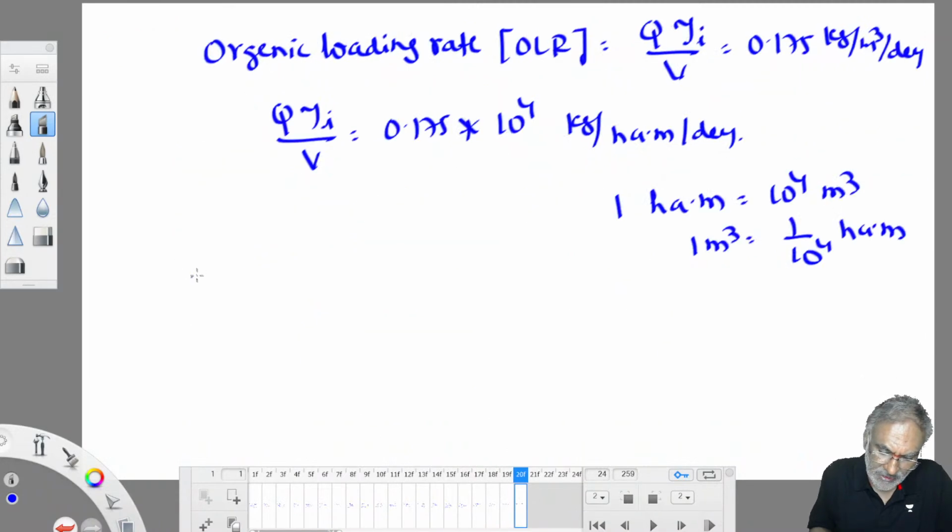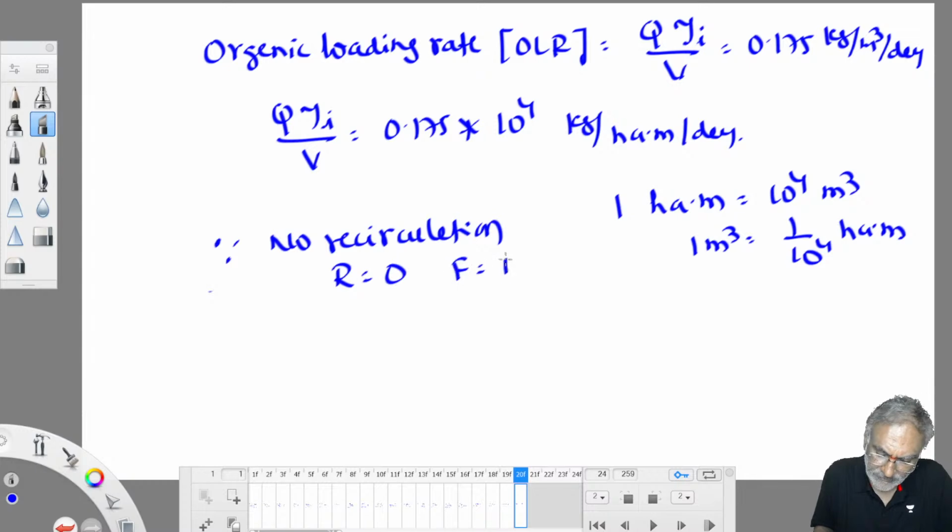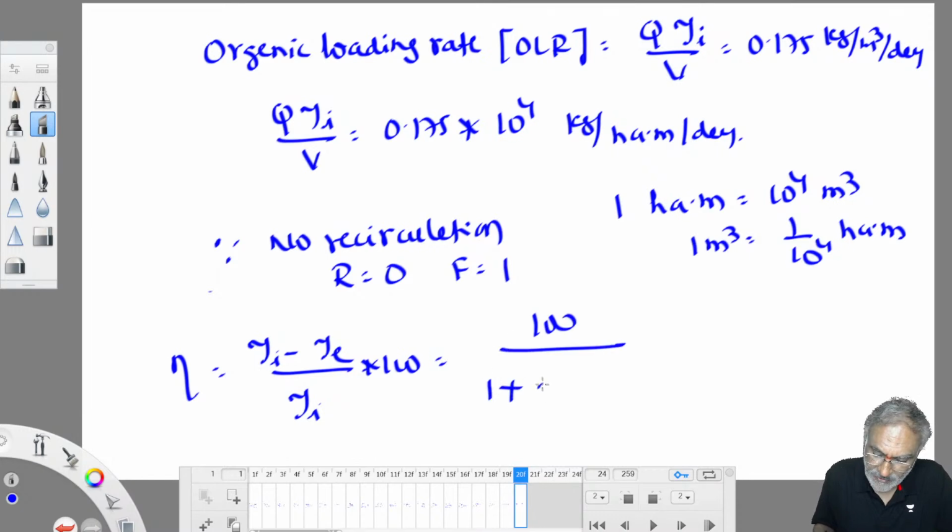Effluent BOD. So therefore, what is the efficiency formula? Since nothing is mentioned regarding recirculation, it is designed as standard rate. Therefore, efficiency of BOD removal is YI minus YE by YI into 100, which is also equal to 100 by 1 plus 0.0044 into root of Q into Y by V into F. So this whole thing is known to you.